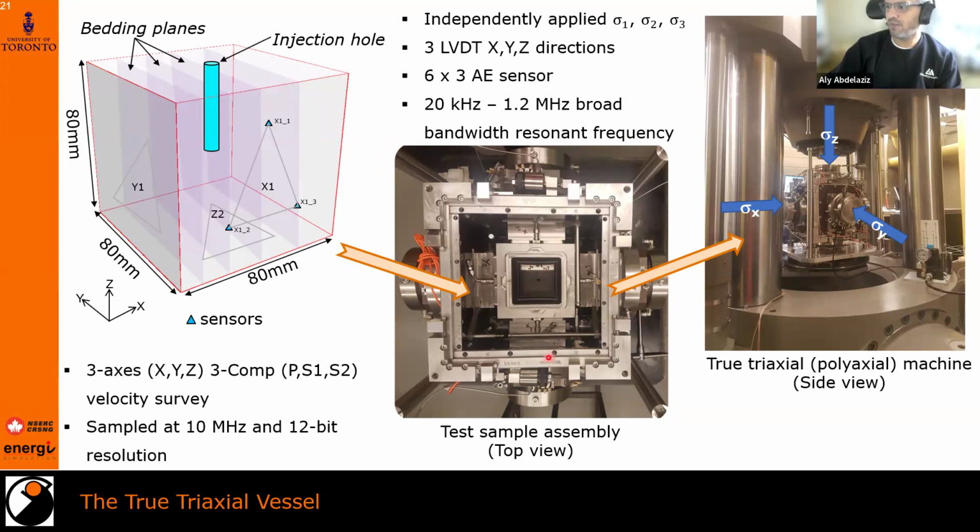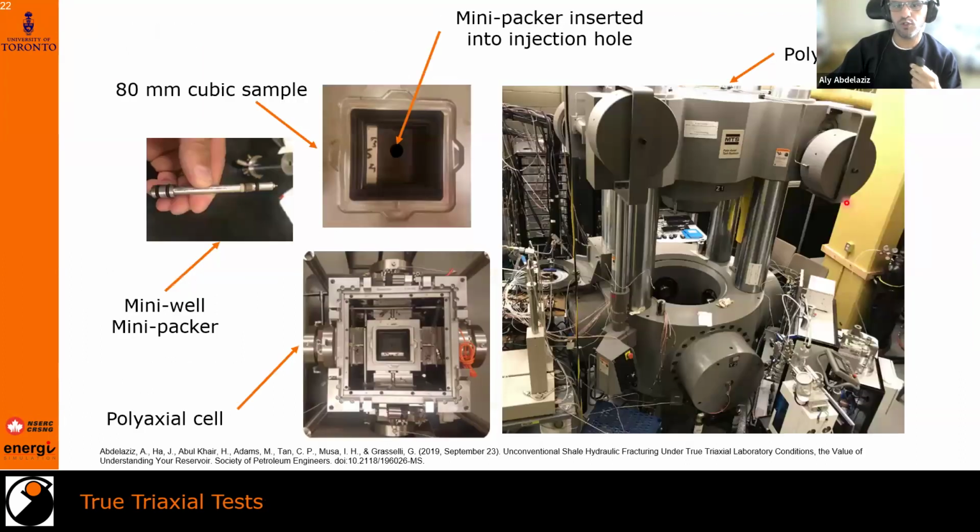This is the top of the assembly. And this is the rock inside. And this is how it looks inside the machine. This is a closer look at the machine. So this is the packer that's inserted here. And this sample holder is inserted into the polyaxial cell. And this is the polyaxial frame.